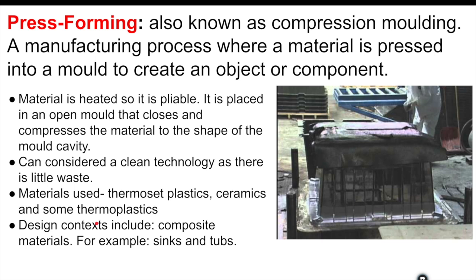Press forming is also known as compression molding, and this is a manufacturing process where a material is pressed into a mold to create an object or a component. The material is heated so it's pliable. It is then placed in an open mold that closes and compresses the material into the shape of the mold cavity.